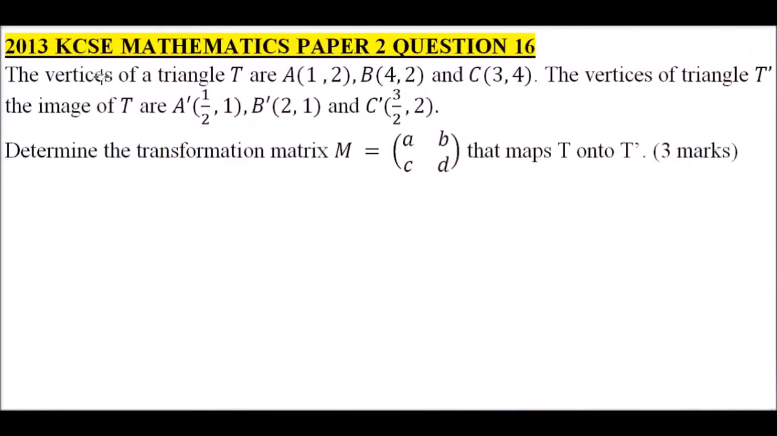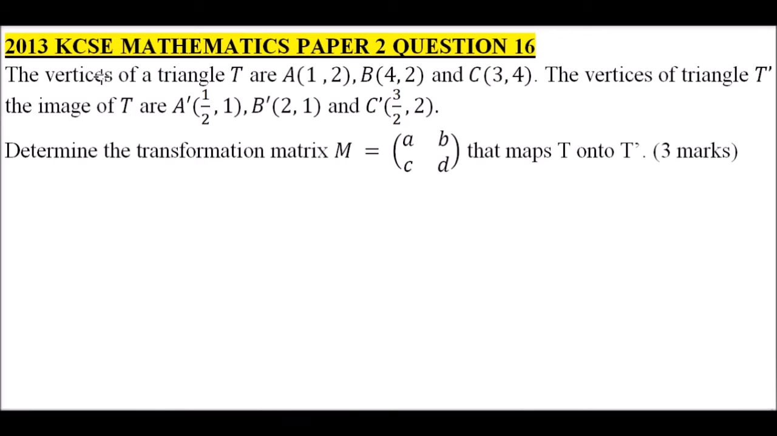This is 2013, paper 2, number 16, and we are told the vertices of triangle T are A(1, 2), B(4, 2), and C(3, 4). The vertices of triangle T prime, the image of T, are A prime (a half, 1), B prime (2, 1), and C prime (3, 2). Determine the transformation matrix M equals (A, B, C, D) that maps T onto T prime, and you get yourself 3 marks.